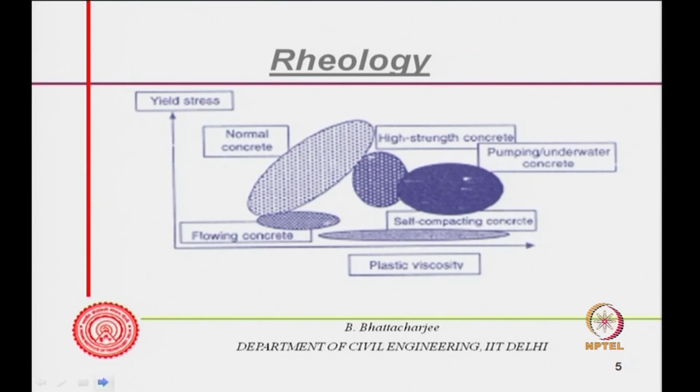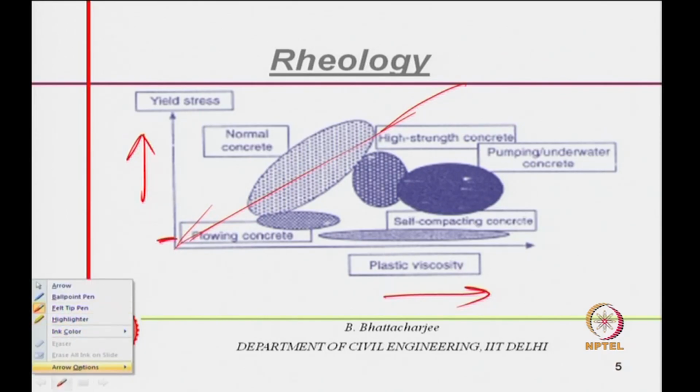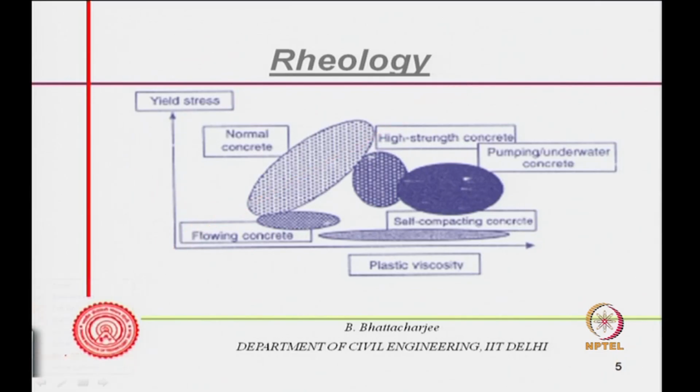And if you look at the rheology, plastic viscosity along this direction, yield shear stress along this direction, and you know the Newtonian fluid will go somewhere there. This will be a linear line with yield shear stress being 0. So, flowing concrete will have very low yield shear stress. Normal concrete lies somewhere there with some amount of yield shear stress and the viscosity being there somewhere, right. So, normal concrete will lie somewhere there.